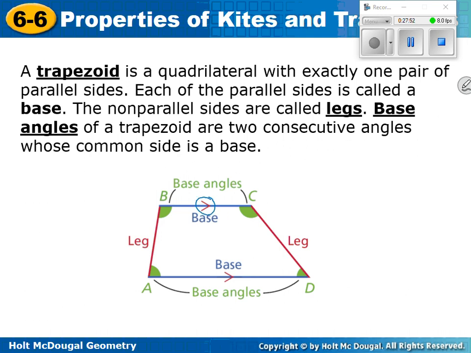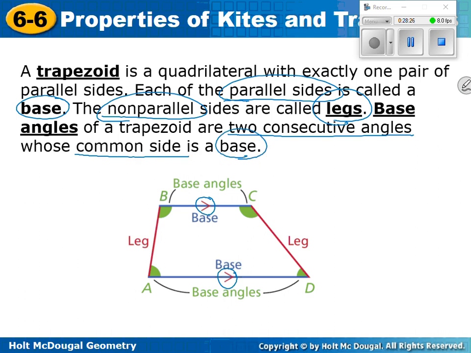Okay? All right, vocab for your trapezoid. What are we going to call these parallel sides? The bases. Each of the parallel sides is called a base. So when it talks about the bases, it's talking about the ones that are parallel. The other pair of sides that are not parallel are going to be called what? The legs. So every trapezoid has a pair of bases and it's got a pair of legs. And then it's going to end up with two pairs of what we call base angles.